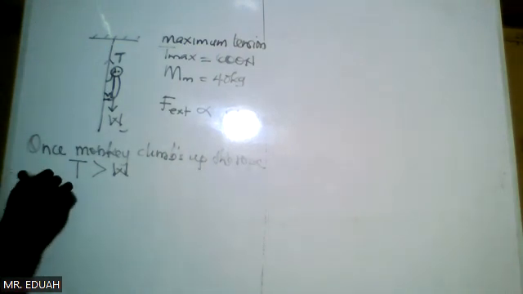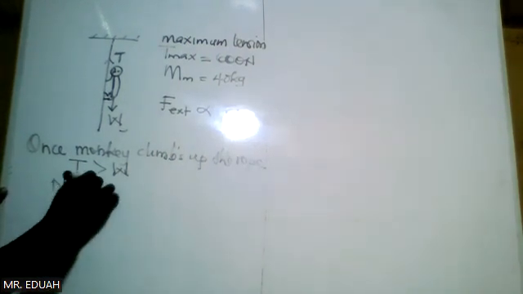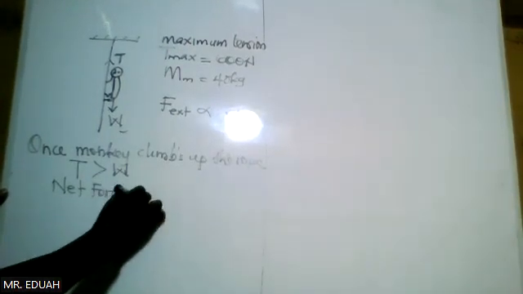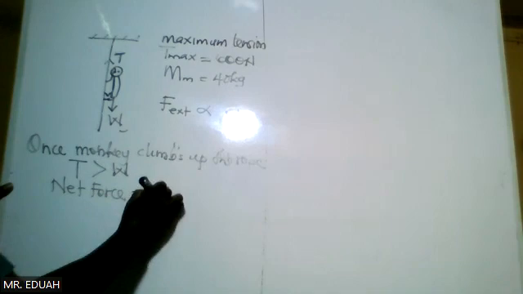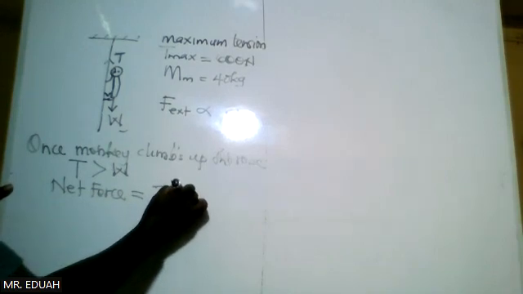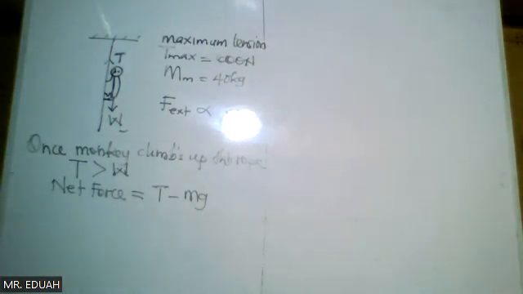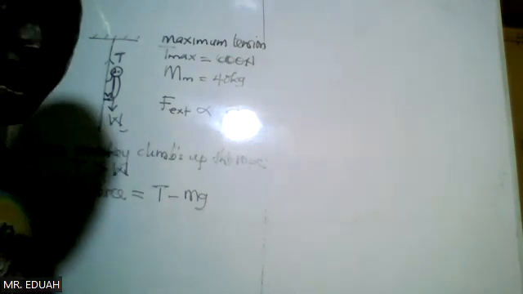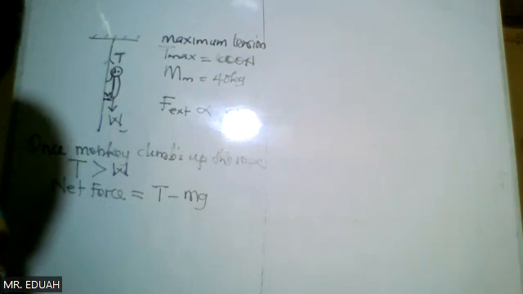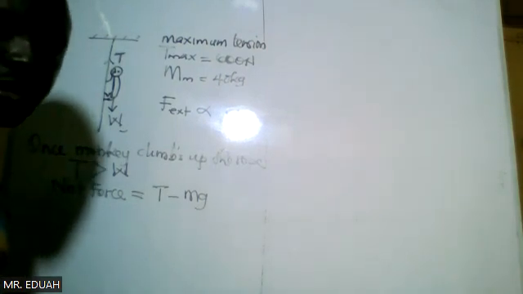Let me change the weight to mg. So the net force acting on the monkey would be equal to the tension, which is greater, minus the weight, which is mg. Please, are you okay up to this point? Give me feedback. Are we all okay up to that point? Yes, please.